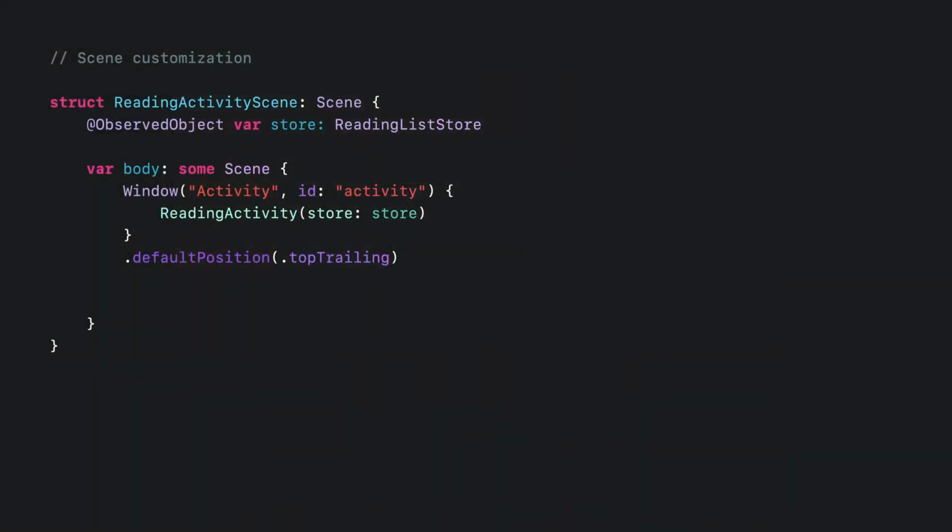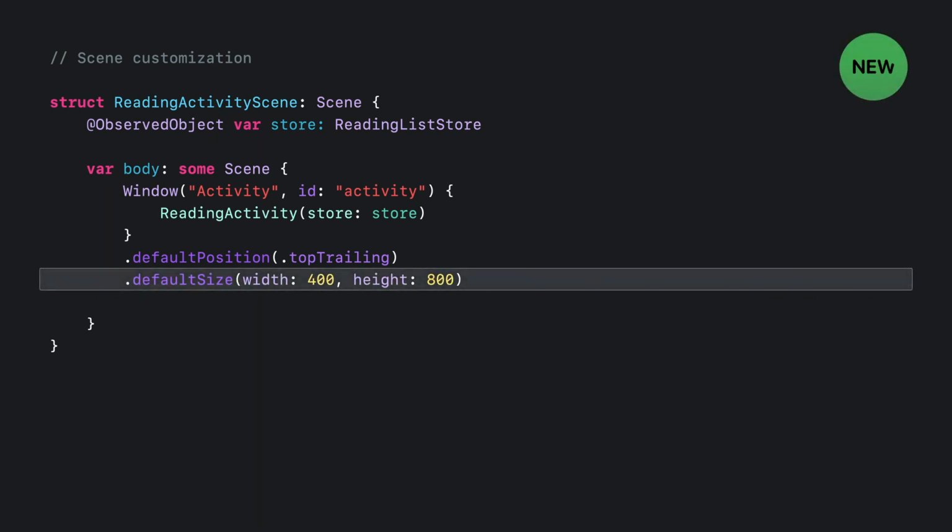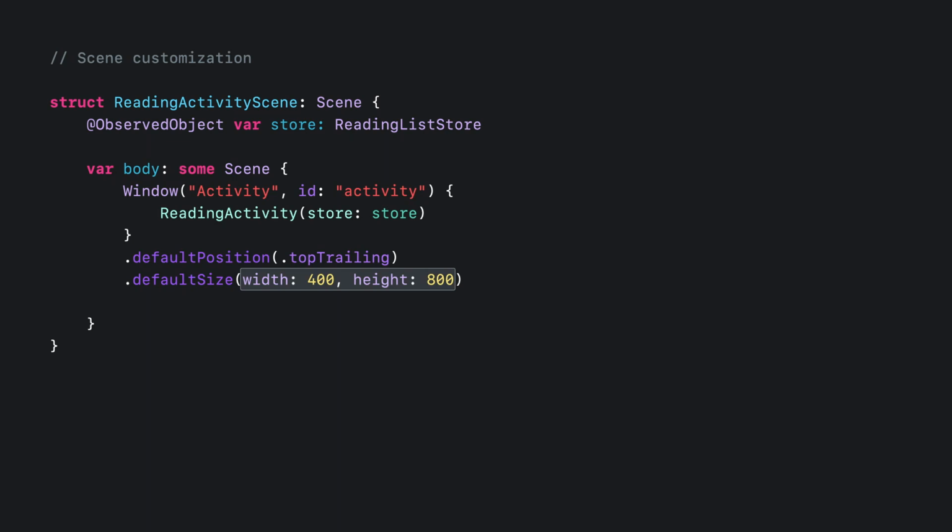I'd also like my activity window to show at a certain size by default, but still be resizable. Alongside the default position, I'll add the default size modifier. The value provided to it will be given to the layout system to derive an initial size for the window. Now that I've customized the presentation of my window, let's add one more modifier to customize its behavior.